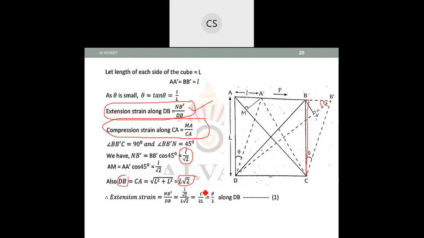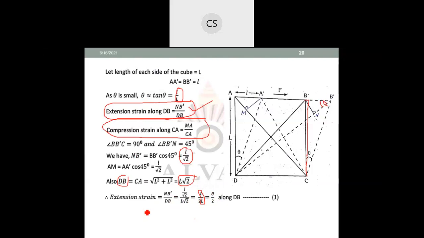What is L by L? Here it is. L by L is theta. Correct. So therefore that becomes theta by 2. So therefore extension strain along dB is theta by 2. Okay. Make sense?